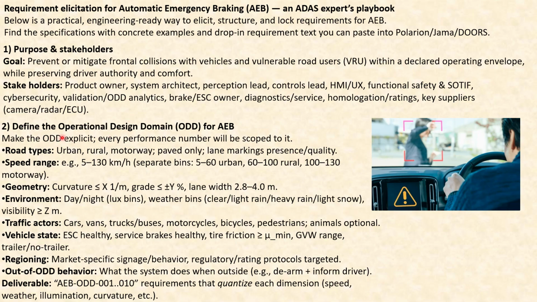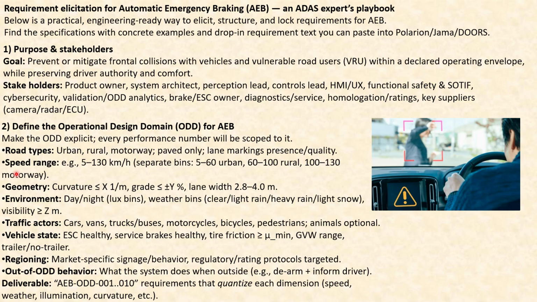The first step is to define the operational design domain for AEB. All right, so first you have to make the ODD. ODD is the acronym for operational design domain, and I will be using this acronym henceforth. Now make the ODD explicit. It should be as detailed as possible, and every performance number will be scoped into it. First, you have to understand the road type, whether it is an urban road, a rural road, or a motorway, paved only, or the lane marking presence and quality. All these things should be clearly noted down.